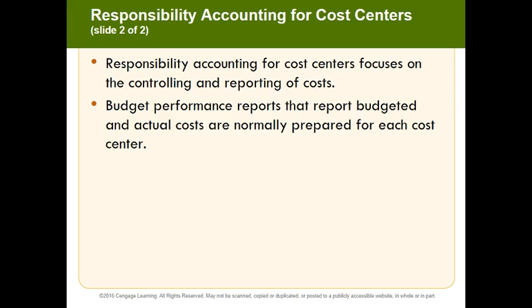Responsibility accounting for these types of cost centers focuses on controlling and reporting of costs only. The budget performance reports that report budgeted and actual costs are normally prepared for each cost center. We talked a little bit about the budget to actual and how that was done on an entire organization level. So here you would just break out the section that belongs to a cost center, and that is what you would report.